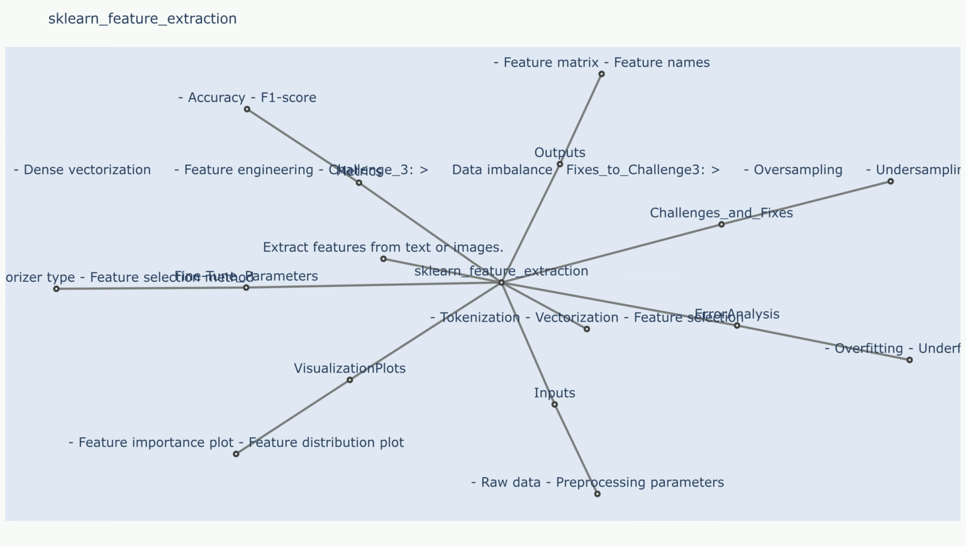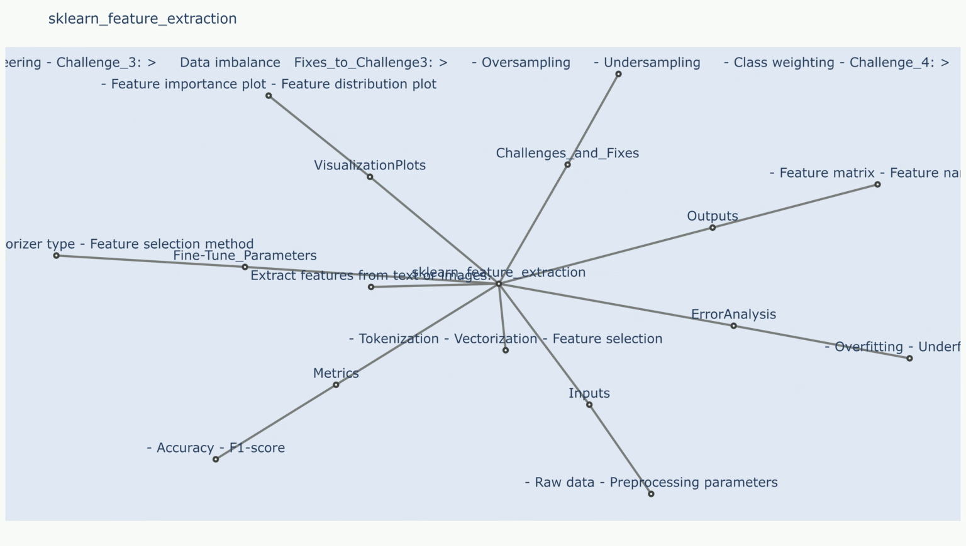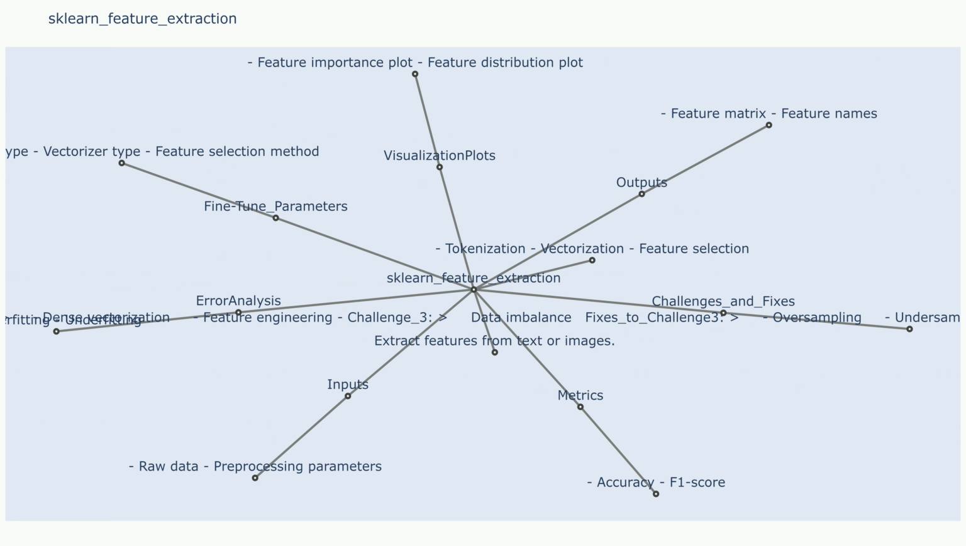Challenge 3. Curse of dimensionality. As the number of features increases, the distance between data points in the feature space can become very large, making it difficult to find meaningful patterns. Sample use case that resulted in challenge 3. Using a large number of features for image classification without applying dimensionality reduction. Fixes to challenge 3. Apply dimensionality reduction techniques like PCA or t-SNE to reduce the number of features while preserving important information. Use feature selection methods to identify and select the most relevant features.